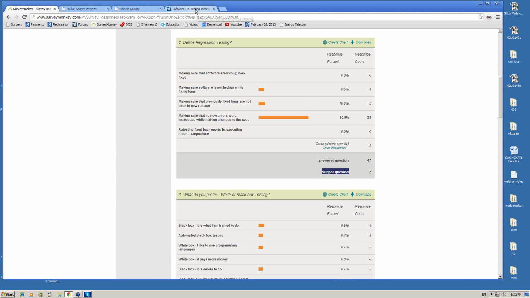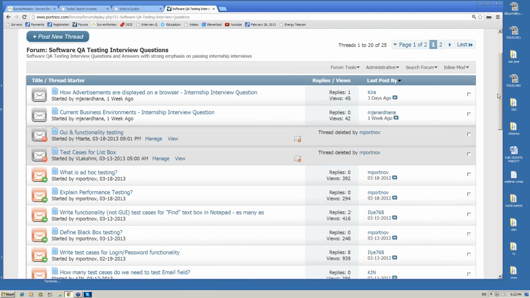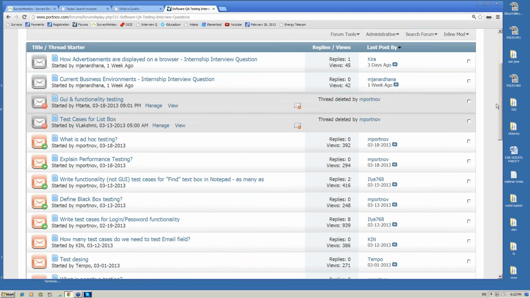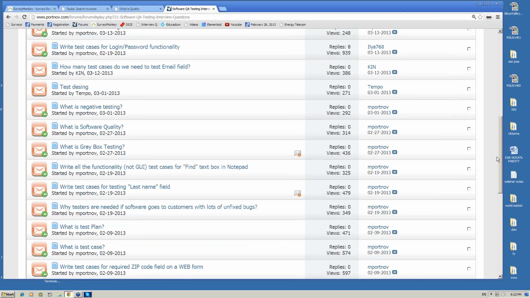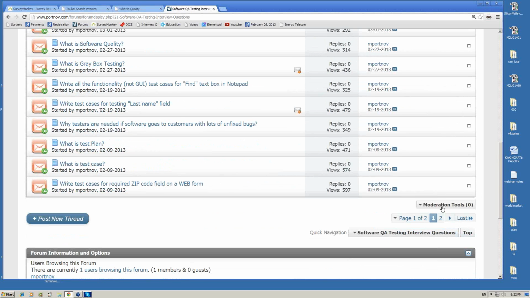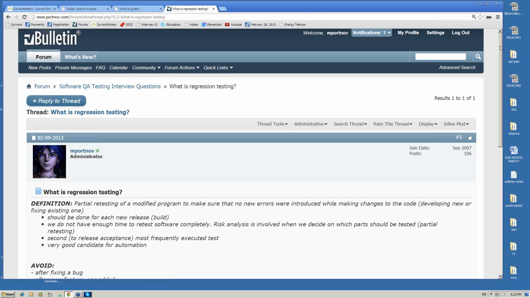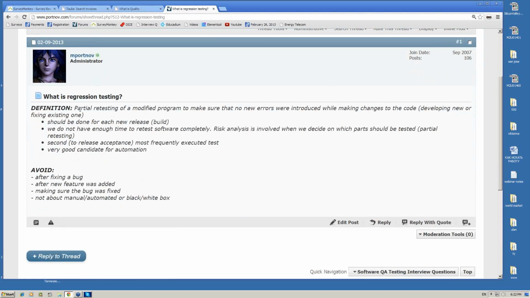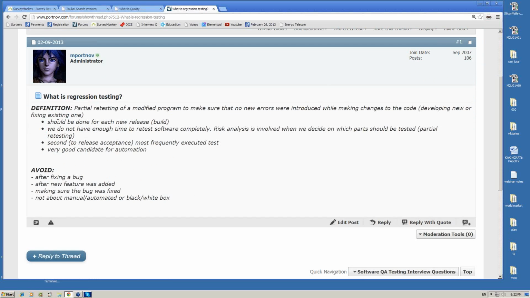And let's take a look at what we have on that in our forum, with the detailed explanations we have there. Where is regression here? Maybe the second page. Let's take a look. Okay, is it there? Yeah, regression testing. How do we define it? We are saying partial retesting of a modified program to make sure no new errors were introduced while making changes to the code. Good. And we are saying it should be done for each new release.